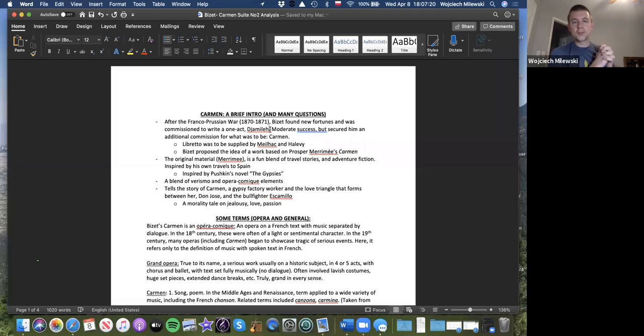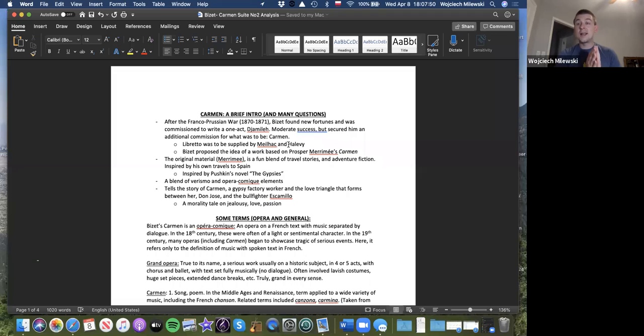The libretto was supposed to be supplied by two gentlemen, Henri Meilhac and Ludovic Halévy, two very famous librettists. One of them was related to Bizet. There's a whole lot of stories about that and their collaborations. Halévy was very famous for writing librettos for Offenbach's operettas, like Tales of Hoffmann. Very well established. And so this partnership is formed because of this commission.